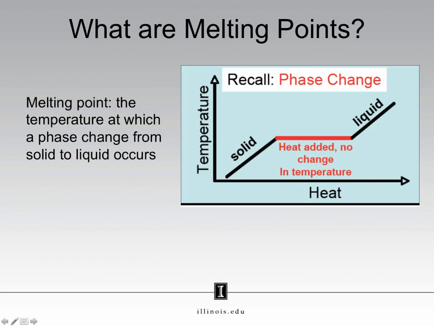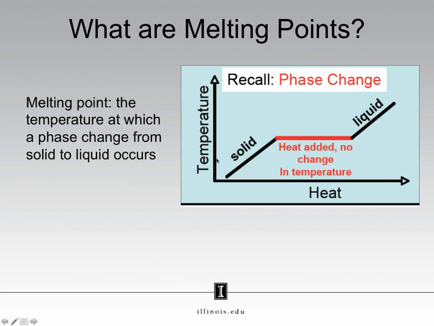Melting point is the temperature at which there is a phase change from solid to liquid. An example of this would be ice turning into liquid water. Here on the right, we have a phase diagram. Remember that a phase diagram shows how the phases of, in this case, a pure compound, change as the temperature changes. Here on the x-axis, we have the amount of heat added to our sample. As we go from left to right, we add more heat. On the y-axis, we have the temperature of our sample. As we go from the bottom to the top, we have an increase in temperature.